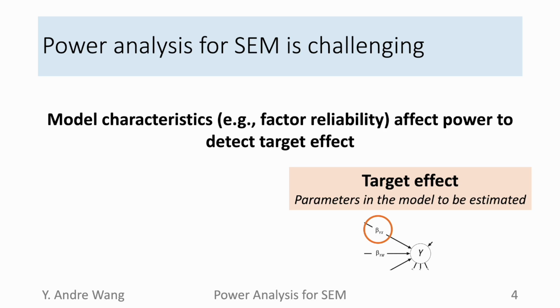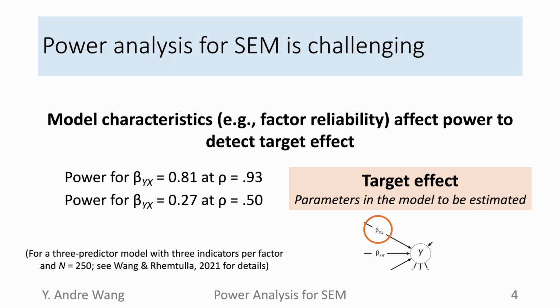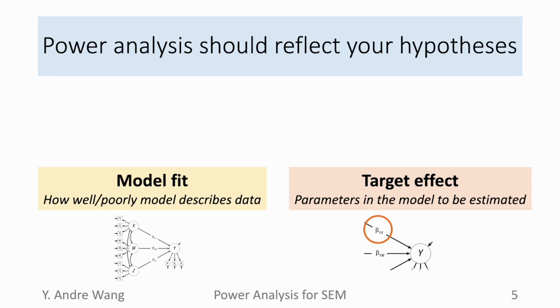Moreover, because any target effect is embedded in a model, characteristics about the model, even if not central to your hypothesis, can nonetheless affect the power to detect your target effect, which is what you care about. For example, if you want to detect a standardized regression coefficient of 0.2 in this model, your power might be higher than 0.8 when you have highly reliable factors and lower than 0.3 when you have unreliable factors, even at the same sample size. So what should you do?